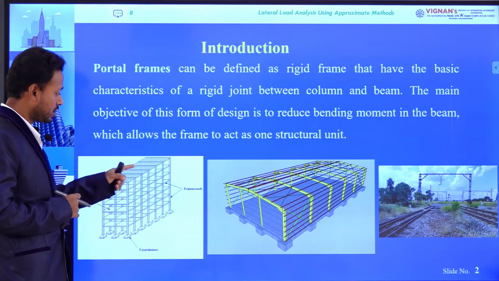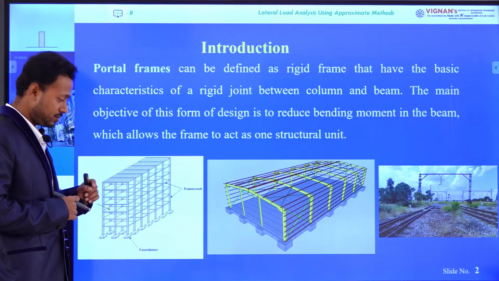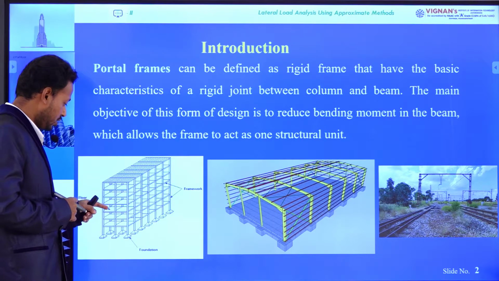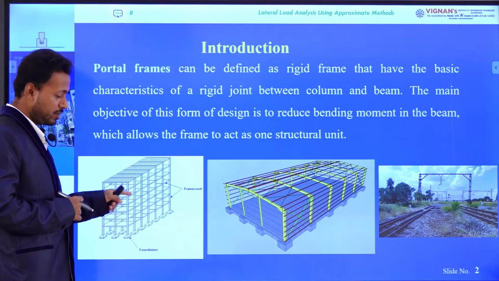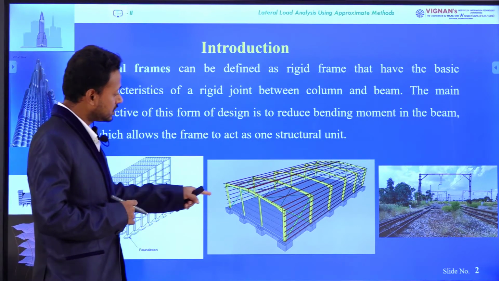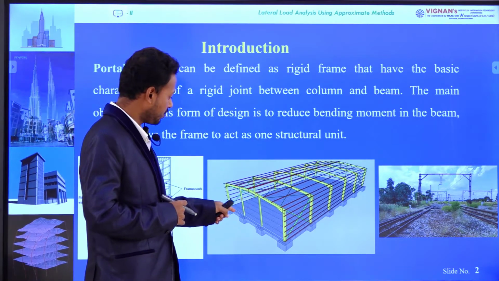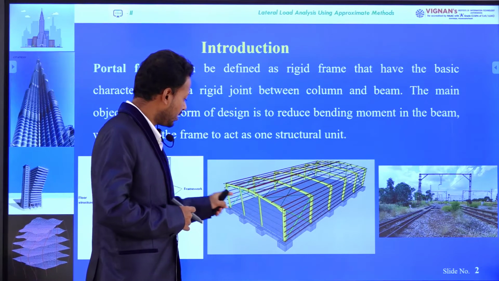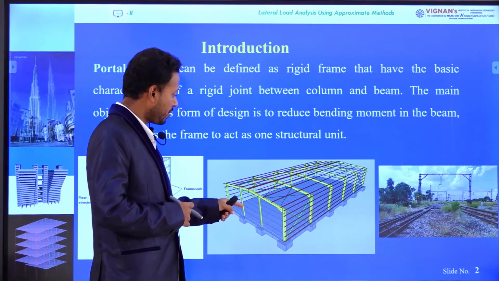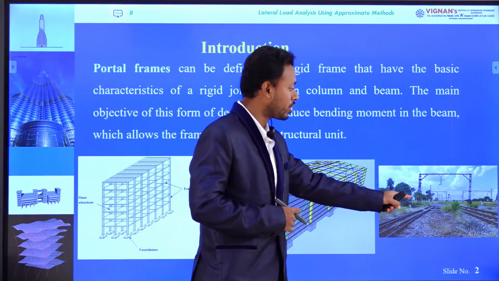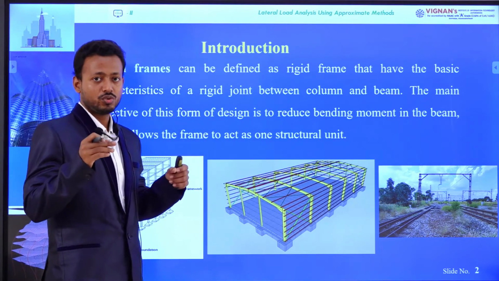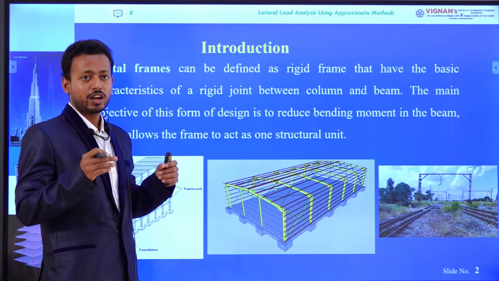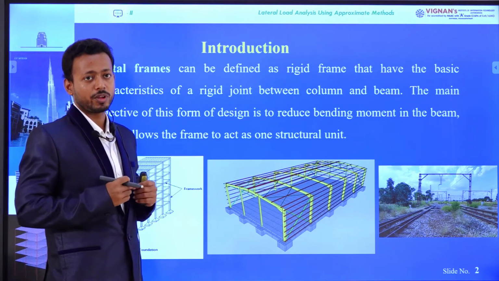This is a multi-storied space frame. It is a complex frame. This is one type of portal frame. This is the commercial building. This is the factory shed portal frame. These yellow color frames are called portal frames. This is the railway portal frame. So, everywhere in our surroundings we have observed, we are habituated to seeing the portal frame.